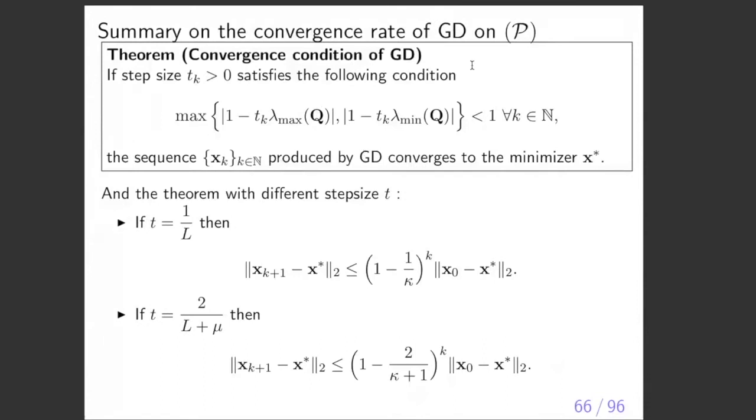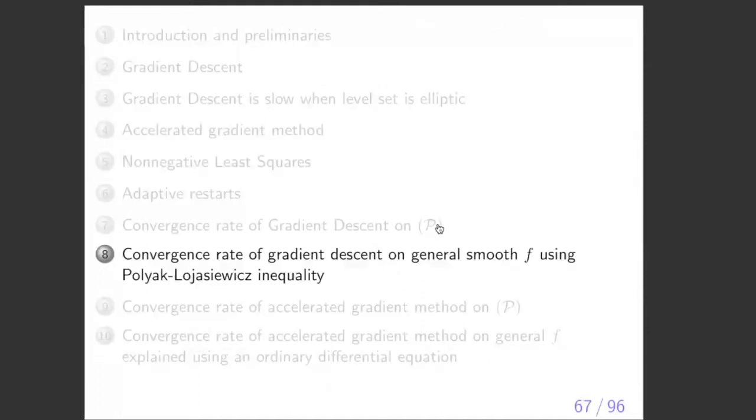You want to solve P, and then you use gradient descent. And this is the convergence. As long as your T satisfies this condition, then the sequence will converge to the minimizer. And with different step sizes, you have different rates. And this is slightly better than this one. So I have just talked about the convergence on problem P.